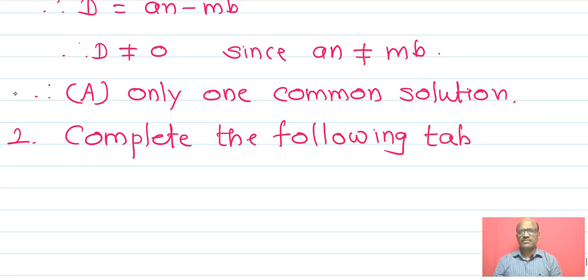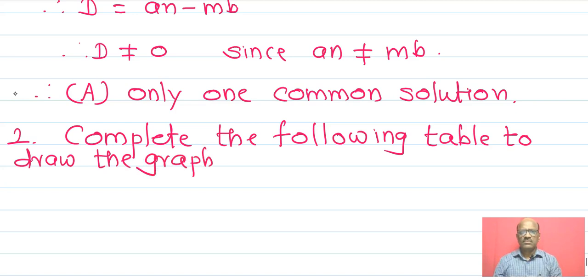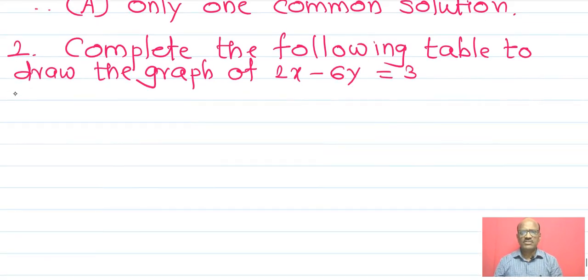Complete the following table to draw the graph of 2x minus 6y is equals to 3.